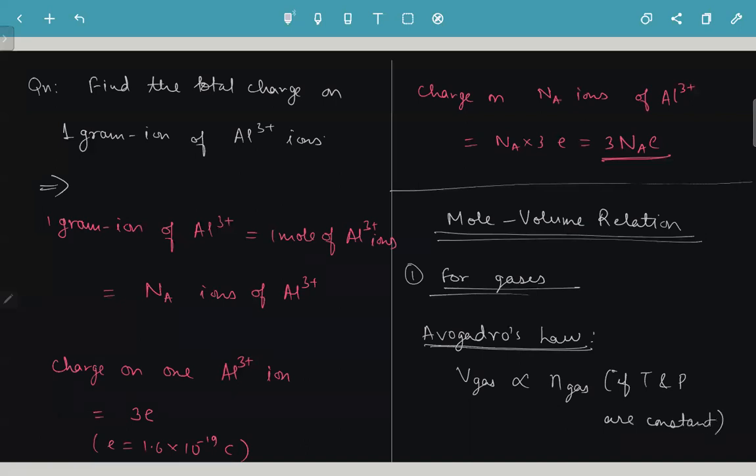If temperature and pressure are constant, then the volume occupied by a gas is proportional to the number of moles of the gas. Okay? If temperature and pressure are kept constant, then volume is proportional to number of moles. Equal number of moles will have equal volumes, and equal volumes will have equal number of moles. This is what is Avogadro's law.